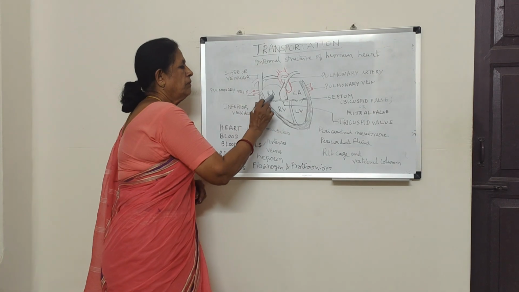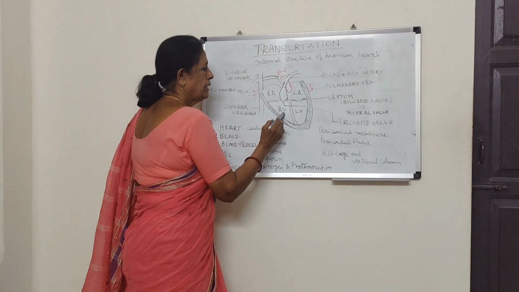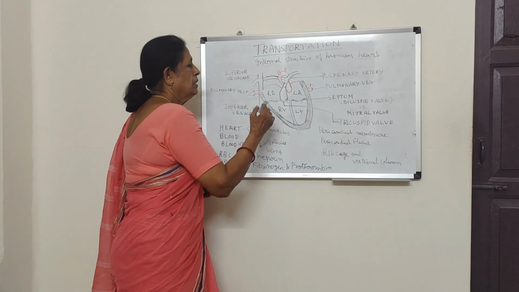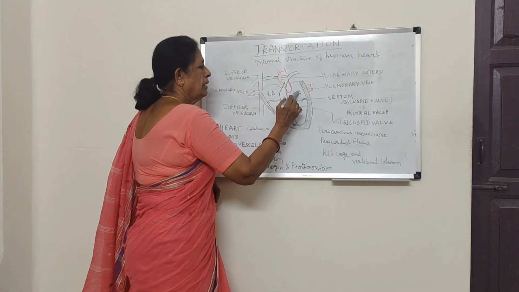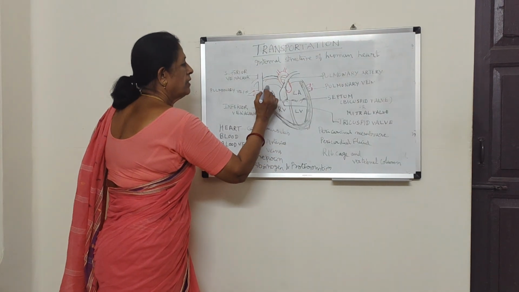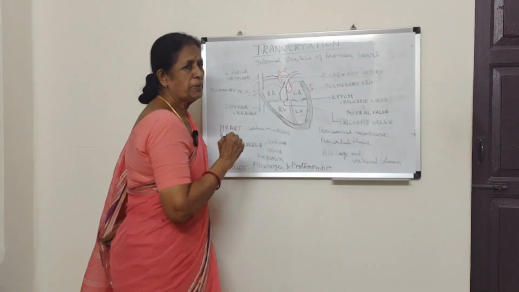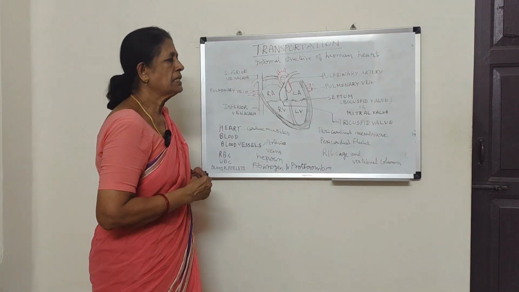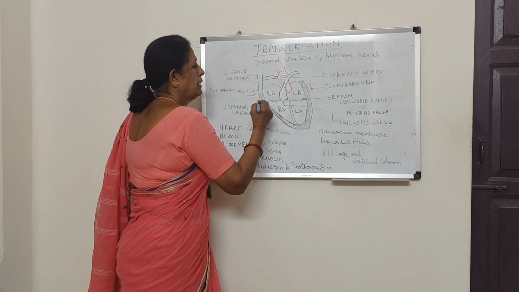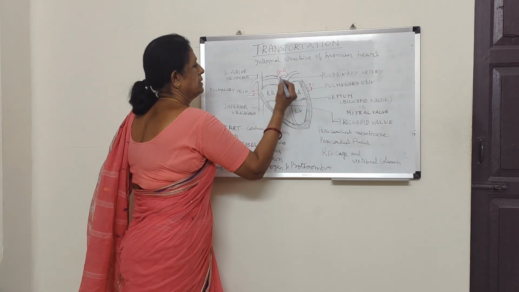So the heart is made up of four chambers: right atrium, right ventricle, left atrium, left ventricle. How are the four chambers formed? By means of the formation of wall-like structures which are called septum. Septum is singular, septae is plural. So the septae are formed and these septae make the heart into four chambers.